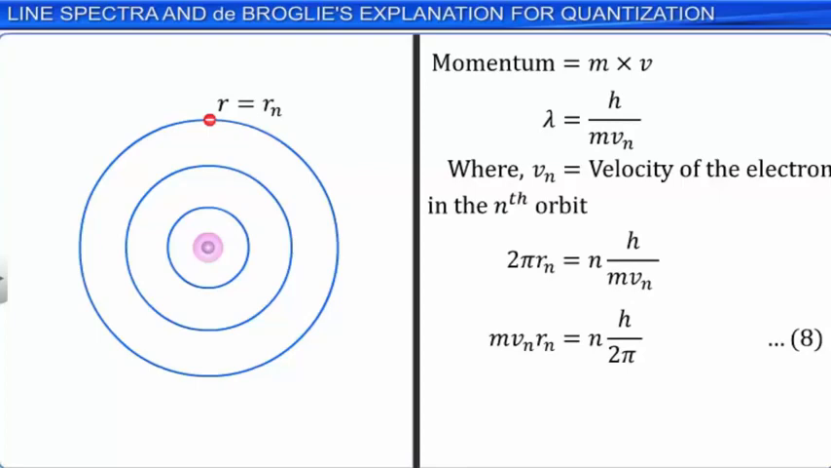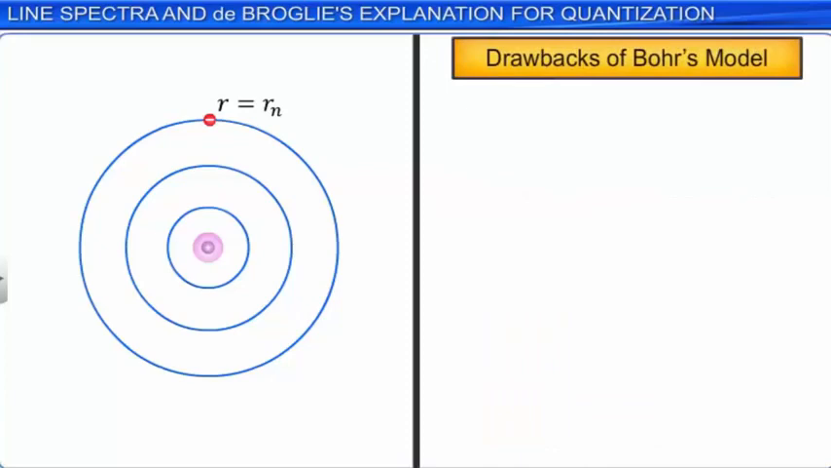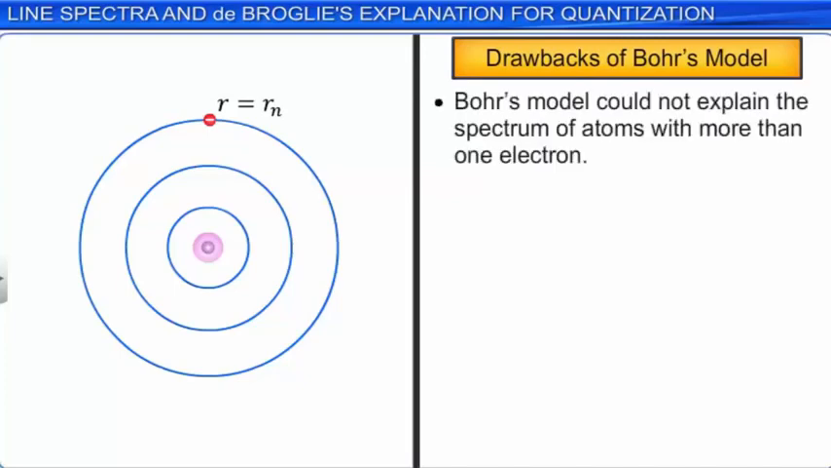In spite of the amazing results of Bohr's model, it had some drawbacks. Bohr's model could be applied only to hydrogen-like atoms. That is, the atoms having only one electron, like singly ionized helium, doubly ionized lithium, etc. It could not explain the spectrum of atoms with more than one electron. Bohr's model included only the electric force between the electron and nucleus, but it did not take into consideration the electric forces between electrons in multi-electron atoms.